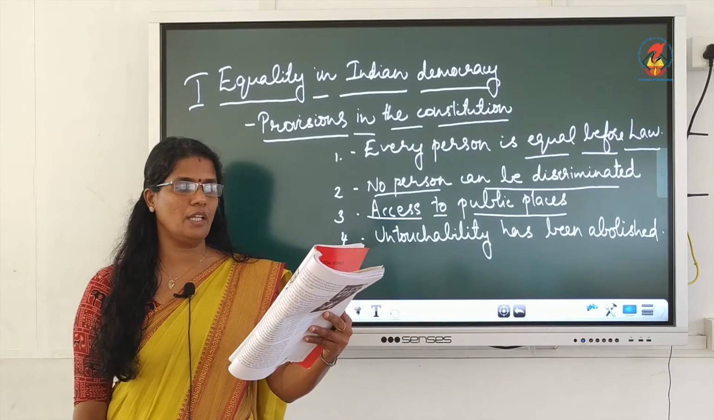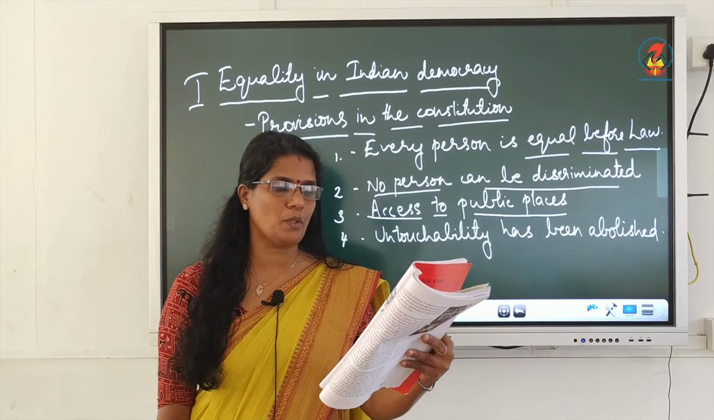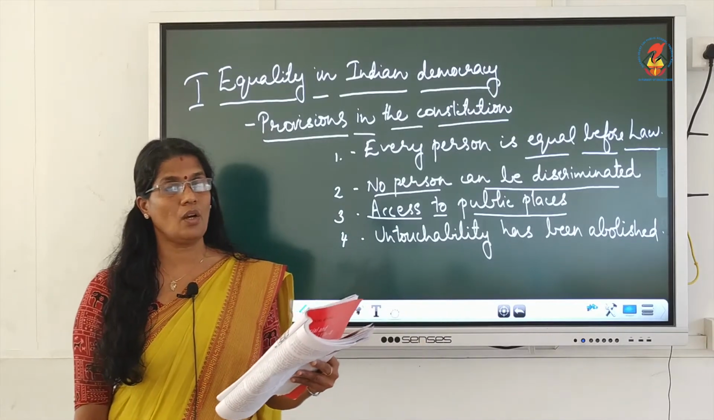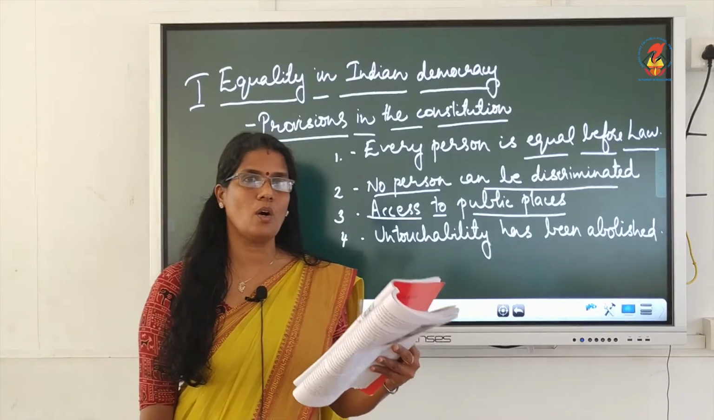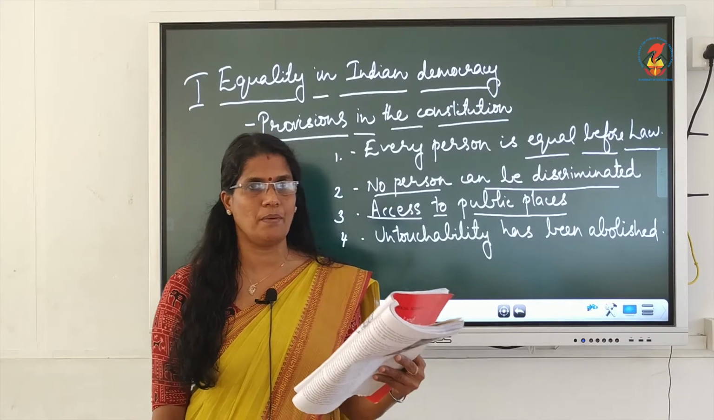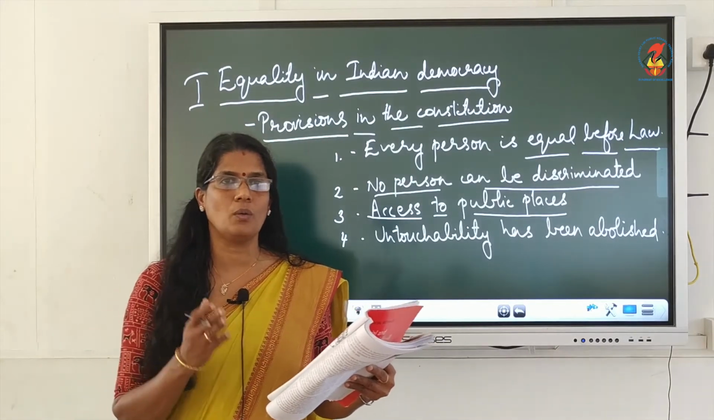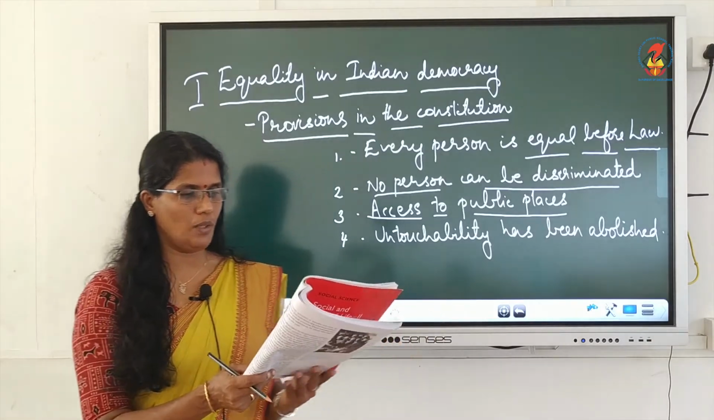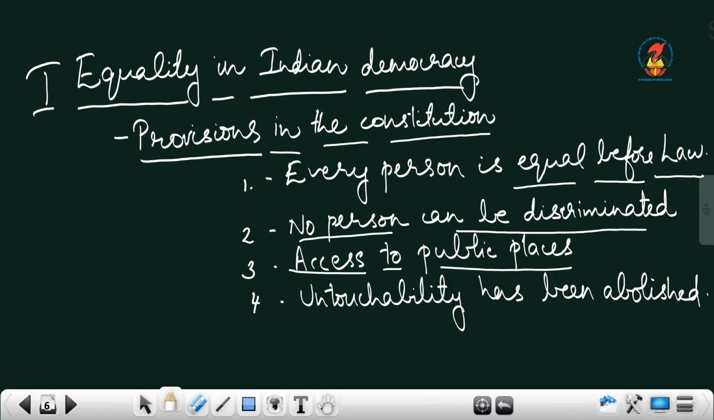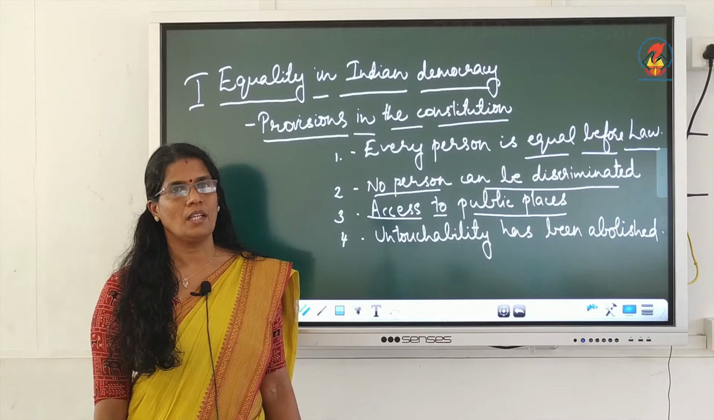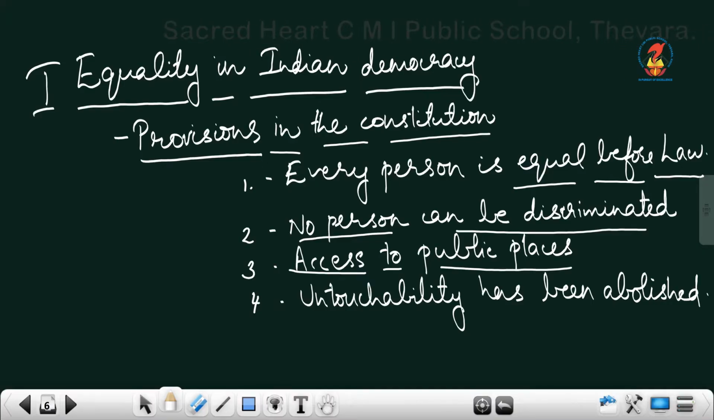The recognition of equality includes some of the following provisions in the constitution. In the Indian constitution, there are laws to protect the rights of people, so that people are equally treated in India. First one from this is every person is equal before the law. No person can be discriminated on the basis of caste, gender, economic backgrounds, religion. On the basis of these things, nobody should be discriminated.